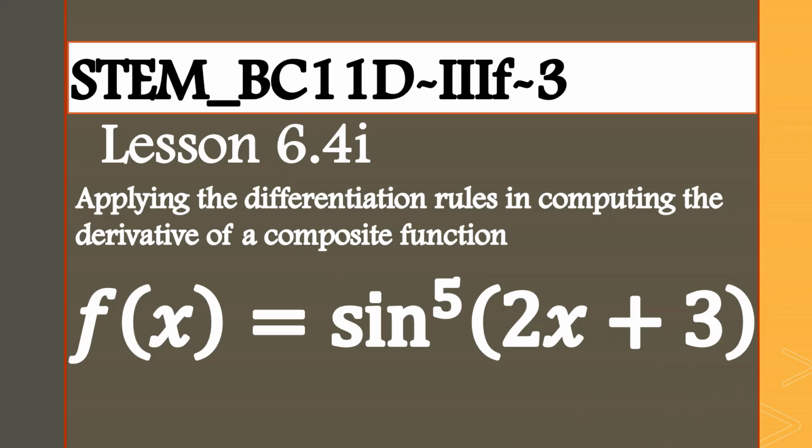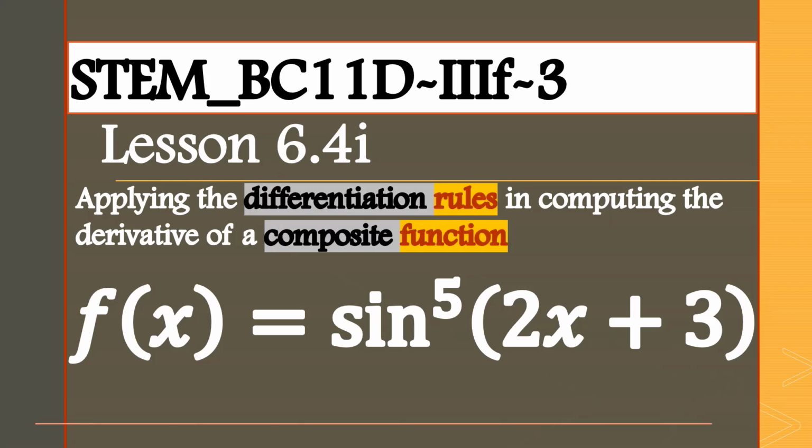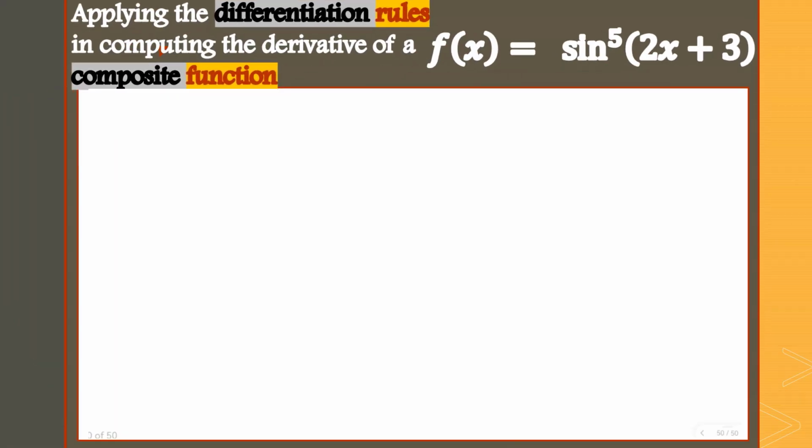Let's apply the chain rule in computing the derivative of this given composite function. This time, our function is actually an example of nested compositions because we have here f of x being equal to sine to the power of 5 and the angle is expressed as 2x plus 3.